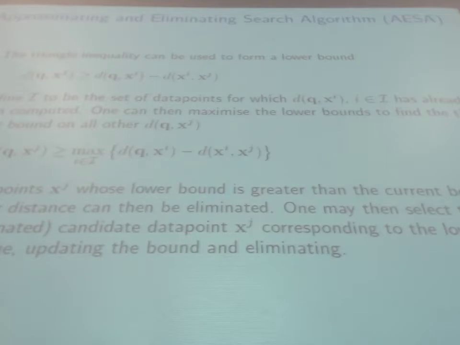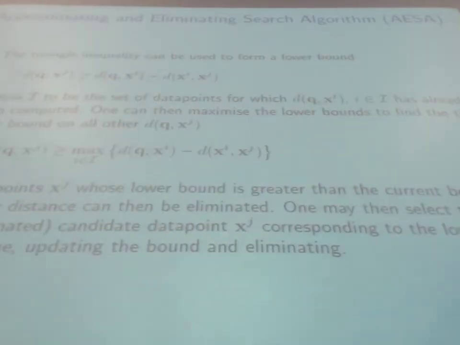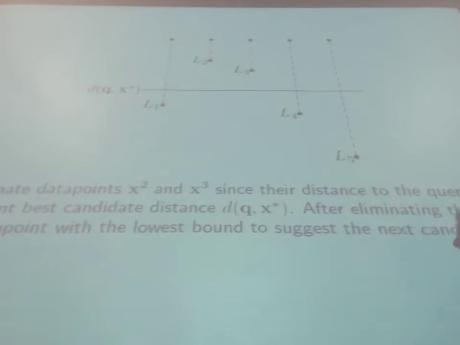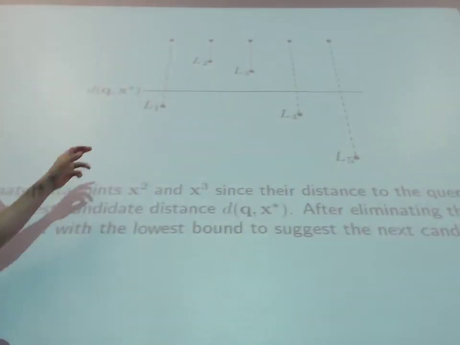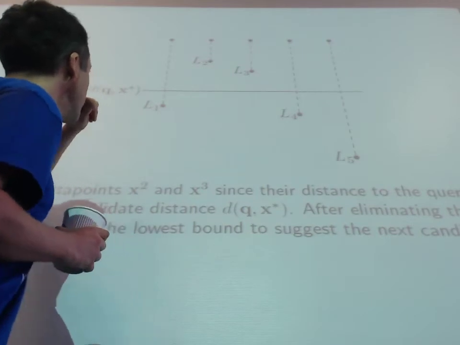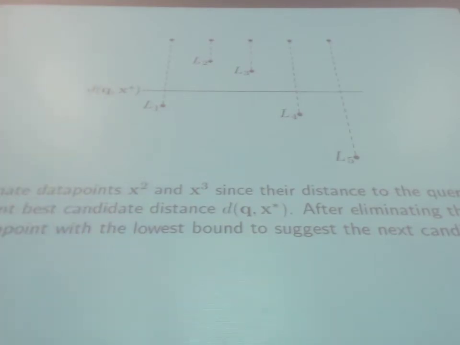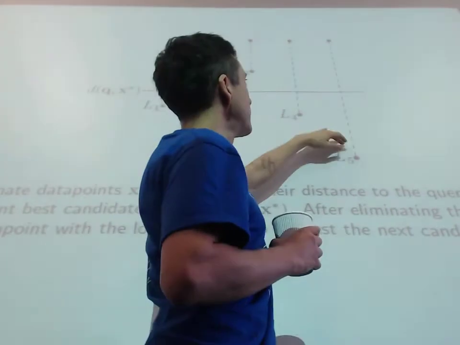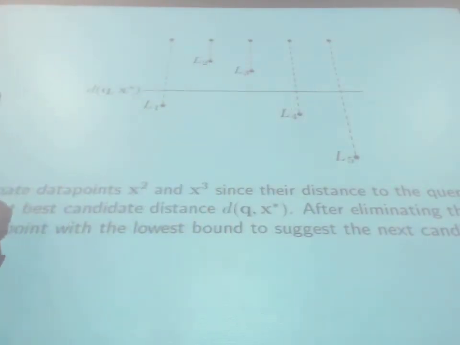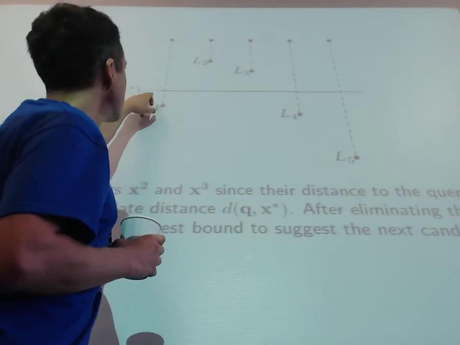Okay, so the idea then, maybe I can show you the picture. So you come along, you have to calculate all these lower bounds. So you know that the optimal distance is greater than all of these lower bound values. So they're all up there somewhere. And you come along now with the data point, and you say, well, I compute the distance between q and some candidate. Let's call it x star.